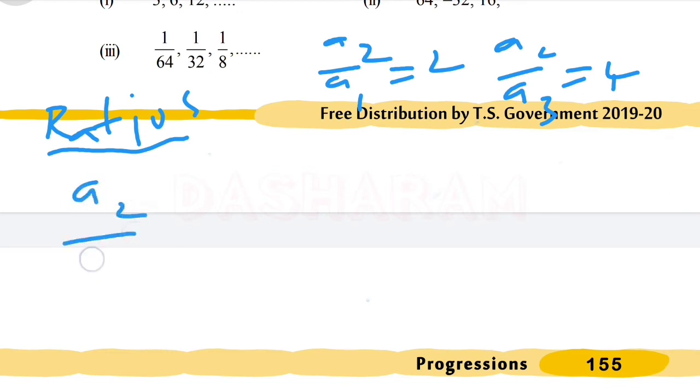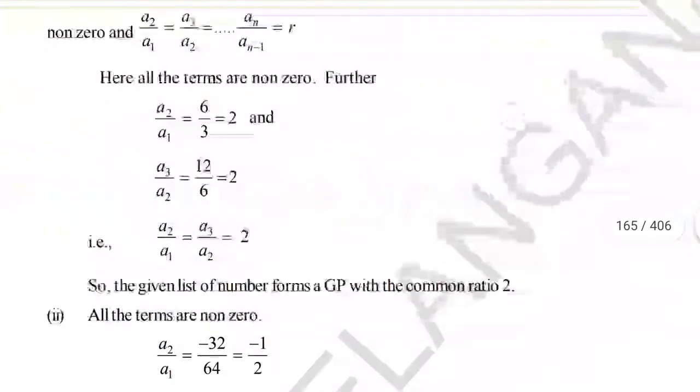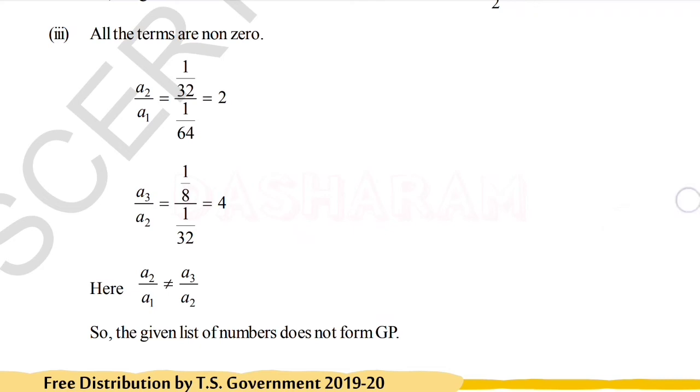So here what happened? The two ratio answers are not equal. Am I right? A3 by A2. The two ratios are not equal. So what is the conclusion here? We can write the conclusion: the given list of the numbers does not form a GP.